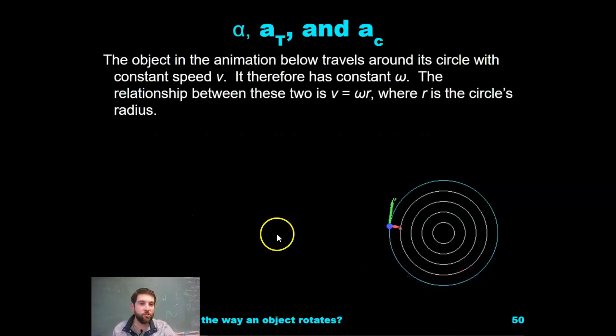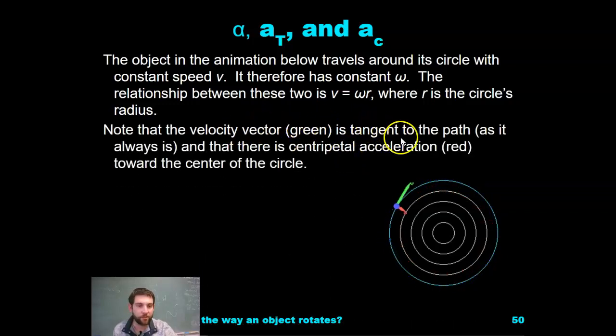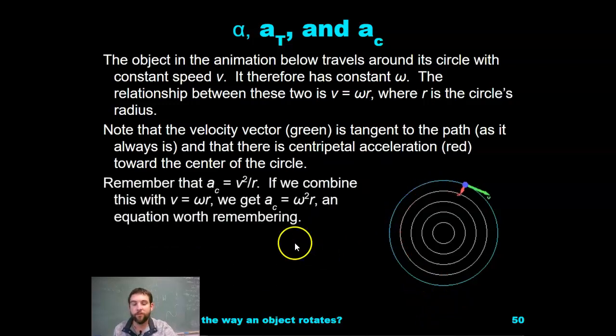The object in the animation travels around its circle with a constant speed v. Therefore, it has a constant angular velocity. The relationship between these two is v equals omega times r, where r is the circle's radius. Note that the velocity vector is tangent to the path, and there is centripetal acceleration, which is that tiny red one, towards the center of the circle. Remember that centripetal acceleration equals v squared over r. If we combine that with v equals omega times r, we get another version of centripetal acceleration, which is omega squared times r. An equation worth remembering.